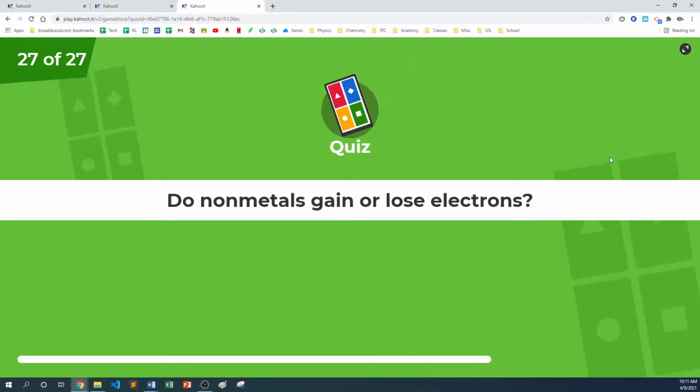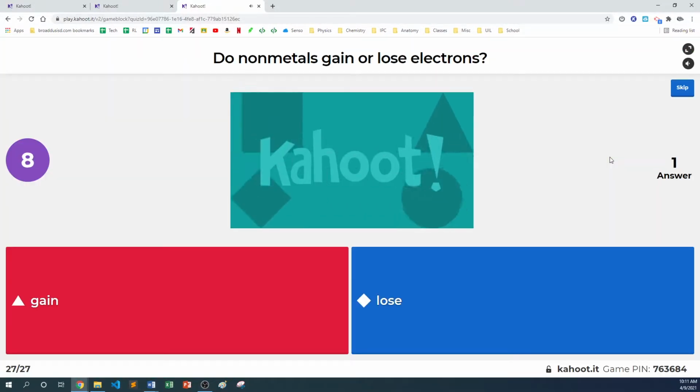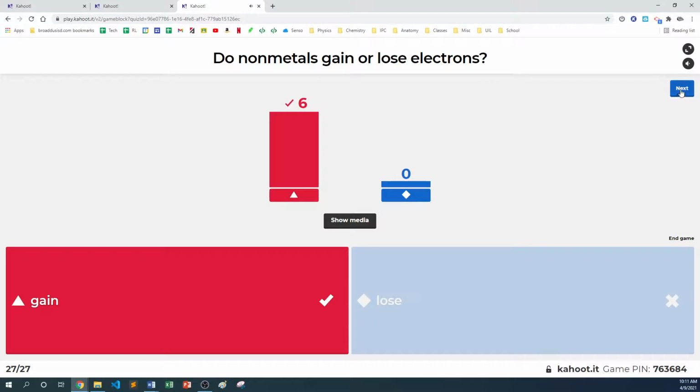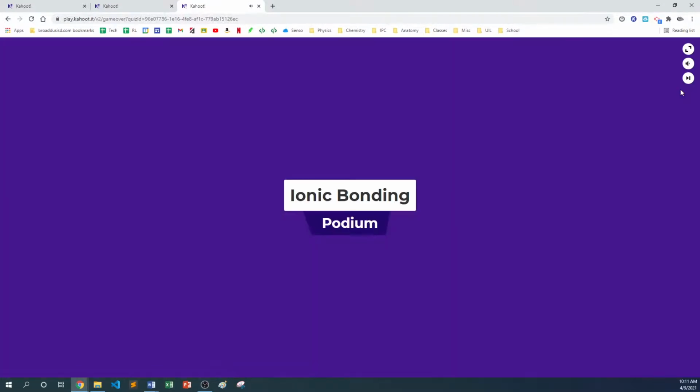Do non-metals gain or lose electrons? They gain electrons.